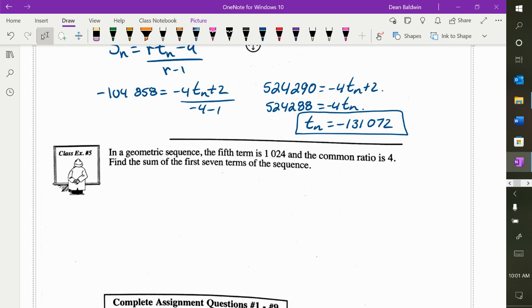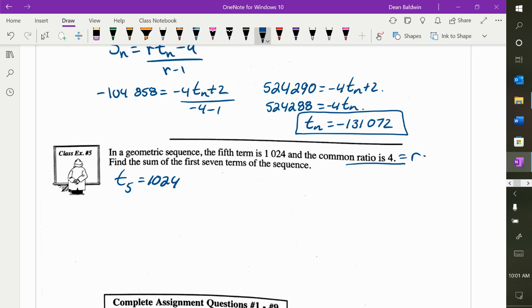Are we ready? All right, here we go. In a geometric sequence, the fifth term is 1024. So that means T5 is equal to 1024. The common ratio is 4. That's our R value. Find the sum of the first 7 terms of the sequence.